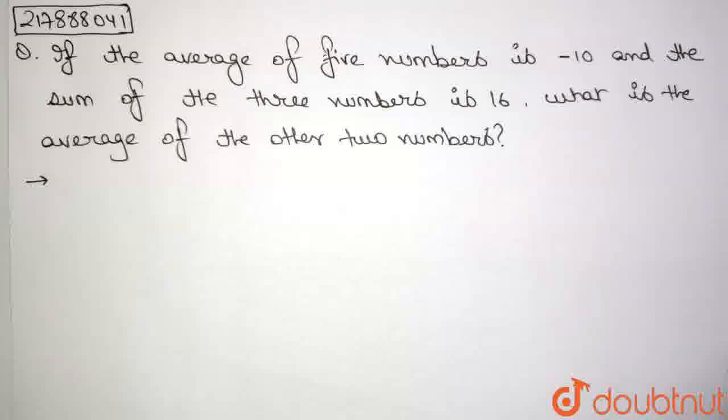The question states, if the average of 5 numbers is minus 10 and the sum of 3 numbers is 16, what is the average of the other 2 numbers? So, this question is about average. Let us first talk about what an average actually is.